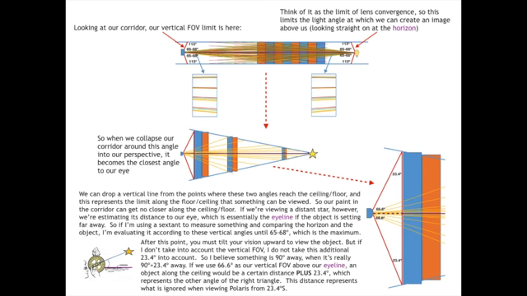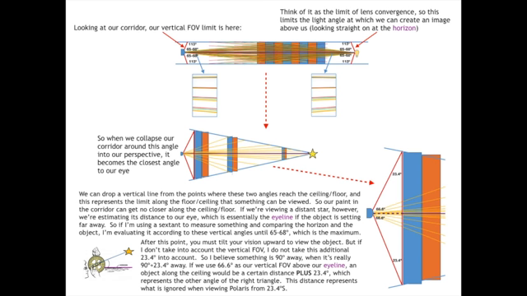We can drop a vertical line from the points where these two angles reach the ceiling and the floor, and again, it limits the distance along the floor or ceiling that something can be viewed above or below us. But again, on a straight line view, we can still see an additional 23.4 degrees further. So again, our paint stripes that are attached to the ceiling or floor may limit there, but looking straight on at an object, we still get an additional 23.4 degrees of vision. So if we're viewing a distant star, however, we're estimating its distance to our eye.